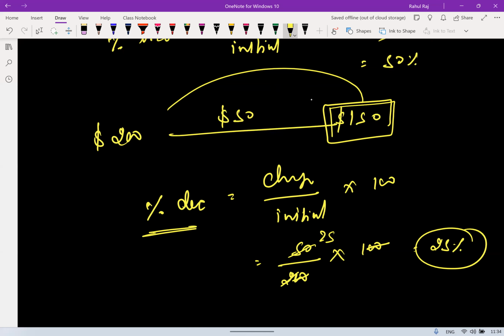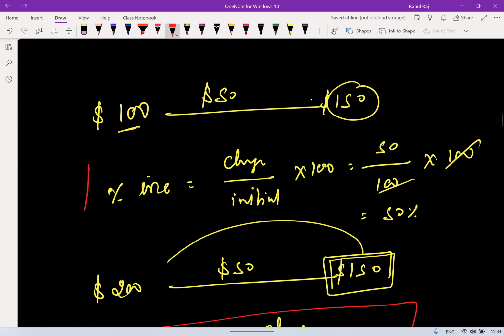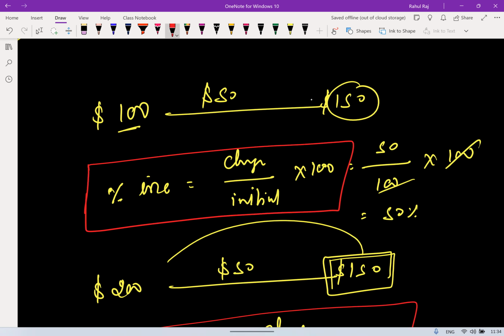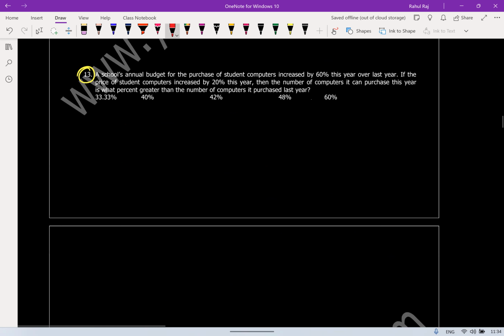So this is the formula to calculate percentage decrease, change by initial into 100, and percentage increase is exactly the same thing, change by initial into 100. There is no point in being confused. If a question asks in what percentage the money has increased or decreased, or any percentage increase or decrease, you should just use these two formulas, which are eventually the same thing. Just ensure that the initial amount is kept properly. That's question number 13.